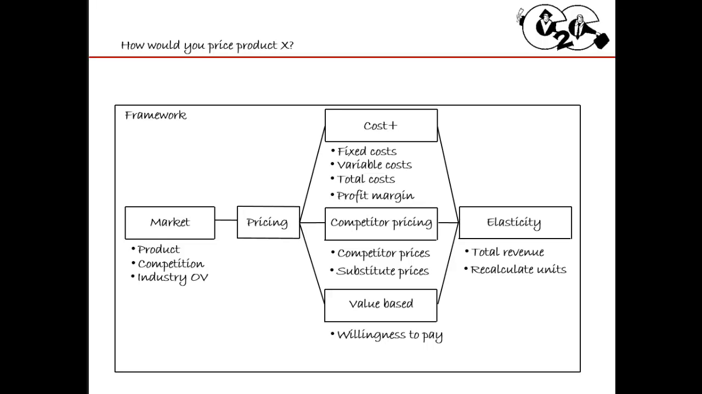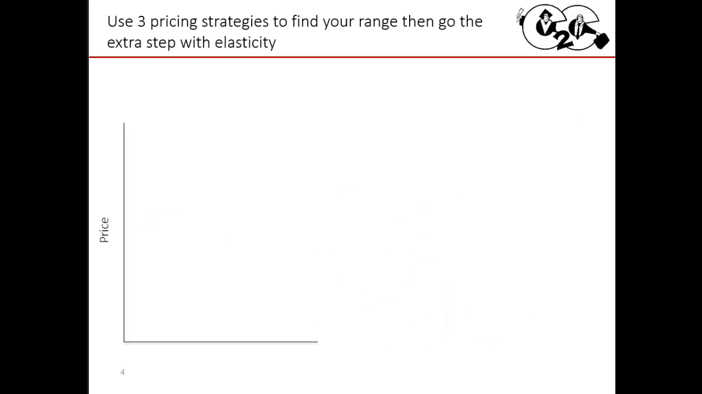Okay, let's go into this in more depth. So you should use 3 pricing strategies to find your range, and then go the extra step with elasticity. A lot of people, when they do pricing, they only look at 2 possible ways to do pricing, and that's about it. I'm going to go over 3, and then we're going to use elasticity as frosting on the cake. The very cheap cake, or maybe expensive cake. Anyway, let's say on the bottom right, we're looking for the most optimal price to price product X. First thing we're going to do is cost plus.